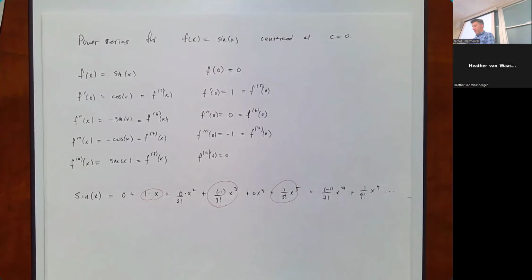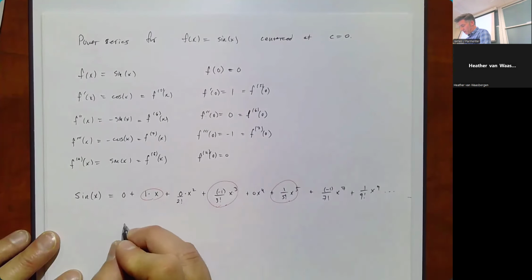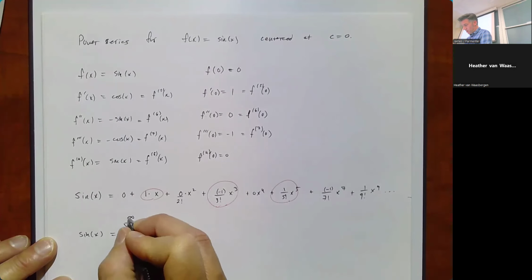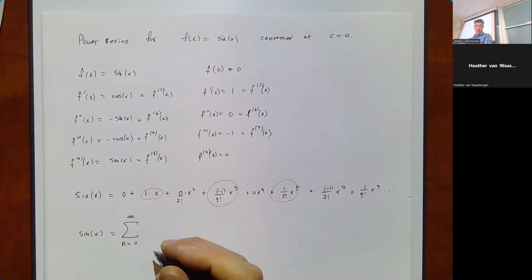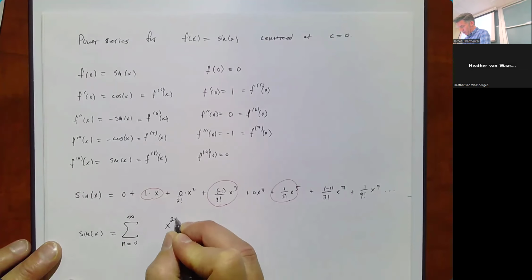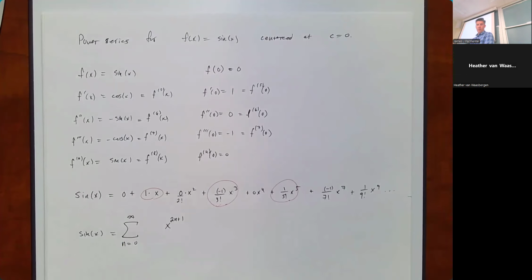So trying to write this formulaically is a little interesting. We're going to say the sine of x is equal to the sum from n equals 0 to infinity. We only want the odd powers, so we're going to write x to the 2n plus 1 power, because 2n plus 1 gives you back an odd number every time n is an integer. So if n is 0, 2 times 0 plus 1 is 1. If n is 1, 2 times 1 plus 1 is 3. And every time n increases by 1, this increases by 2.